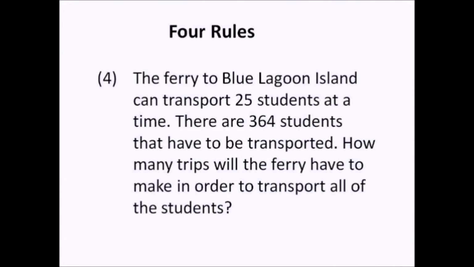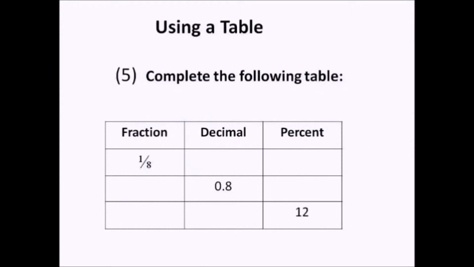Let's go. Number 4, four rules. Add, subtract, multiply, divide. The ferry to Blue Lagoon Island can transport 25 students at a time. There are 364 students that have to be transported. How many trips will the ferry have to make in order to transport all of the students? Do you add? Do you subtract? Do you multiply? Or do you divide? Go ahead and do it quickly. Get an answer. Remember, the answer must tell you how many trips the ferry will have to make in order to transport all of the students.